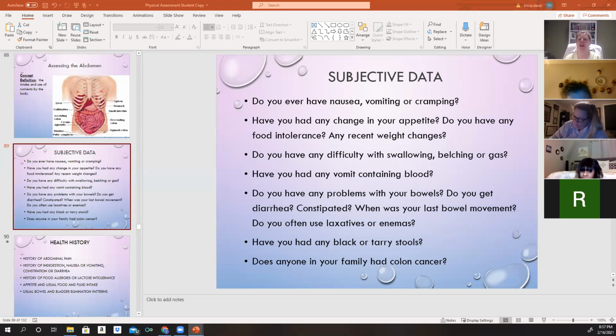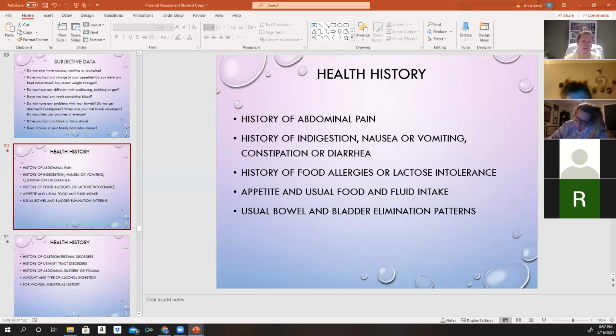And does anyone in your family have a history of colon cancer? Because that's going to determine what kind of recommendations you make for them as far as screenings. So you're going to make sure you ask if they had any abdominal pain, any history of indigestion, nausea or vomiting, food allergies, lactose intolerance, what their appetite normally is like, and then those bladder and bowel patterns.